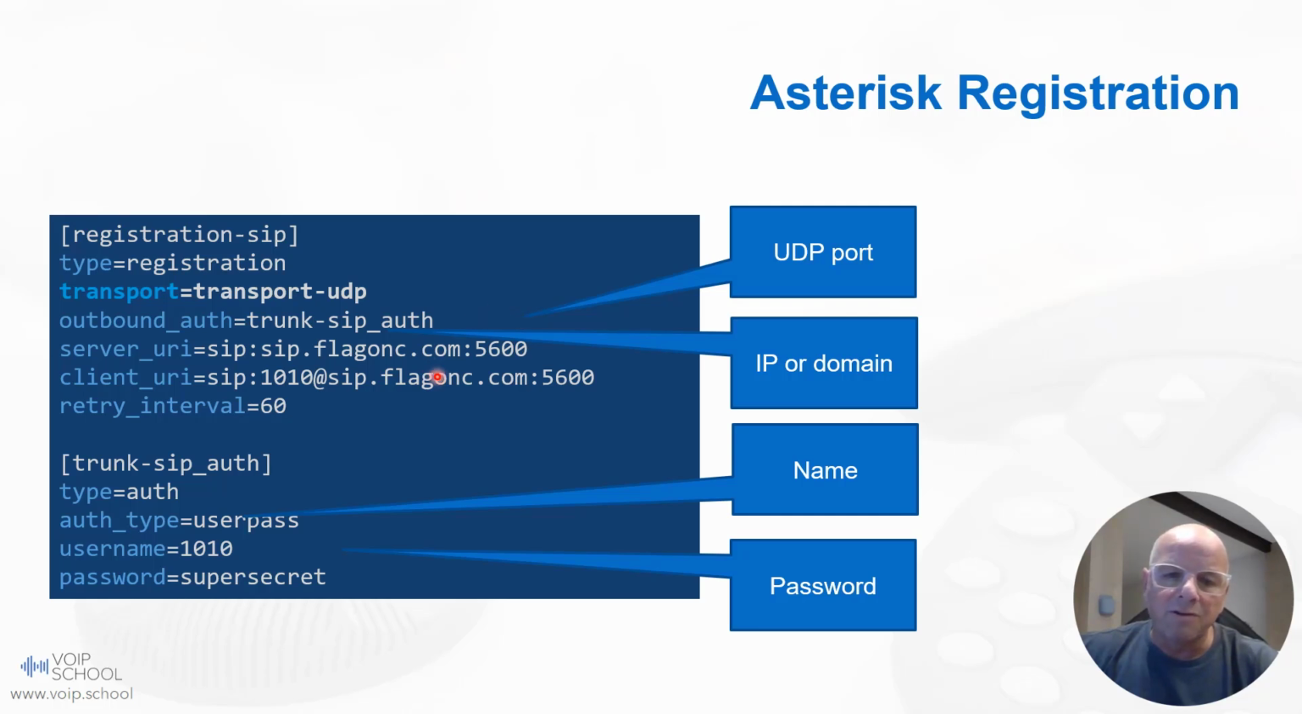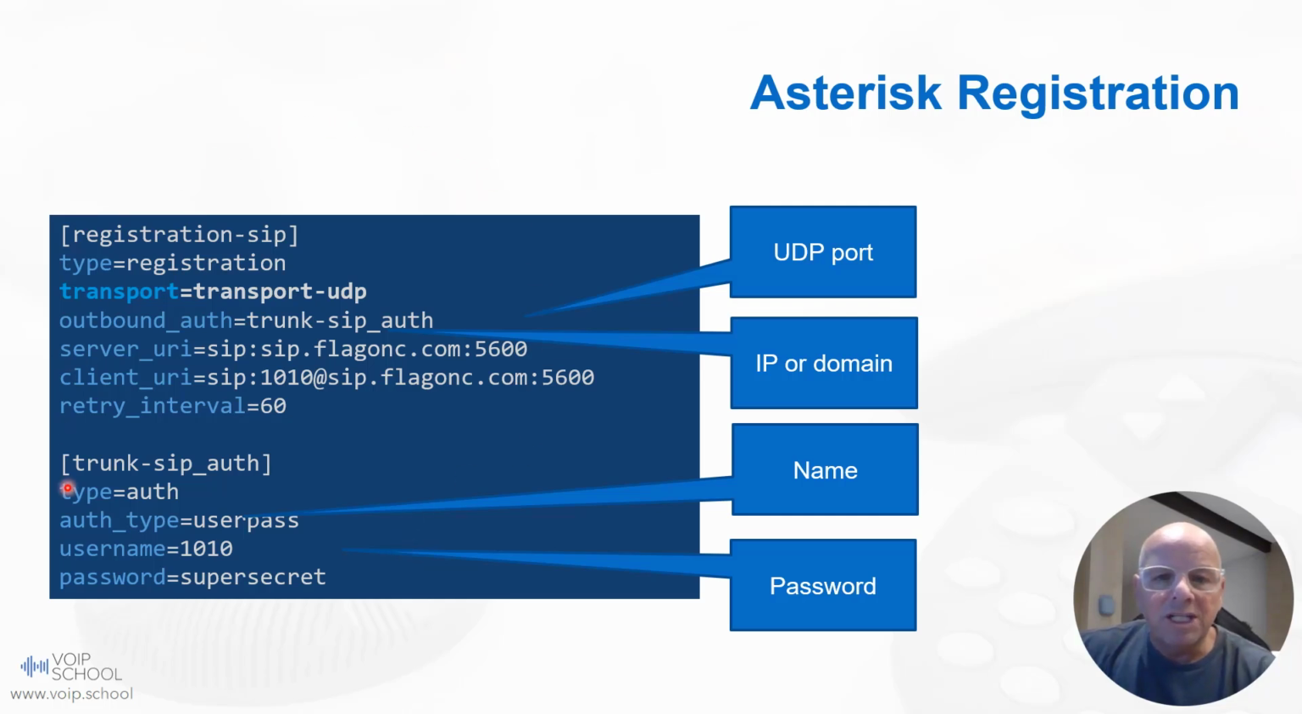I use this port just to avoid the spurious traffic on the port 5060 that happens on the internet. Client URI is 1010 at sip.flagon.com. This is the end user there, the extension 1010, right? Retry interval 60. Right. This is the trunk SIP authentication. I'm sending username 1010 and the password super secret.